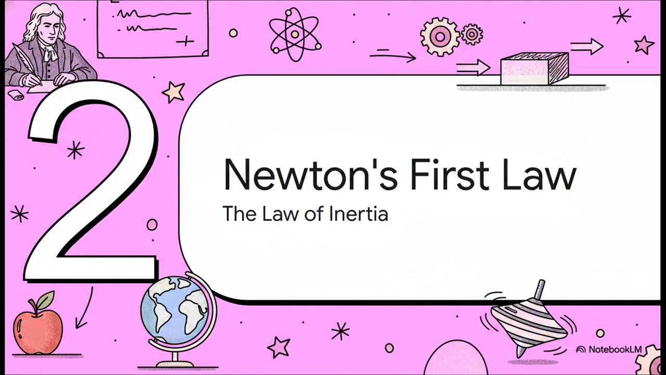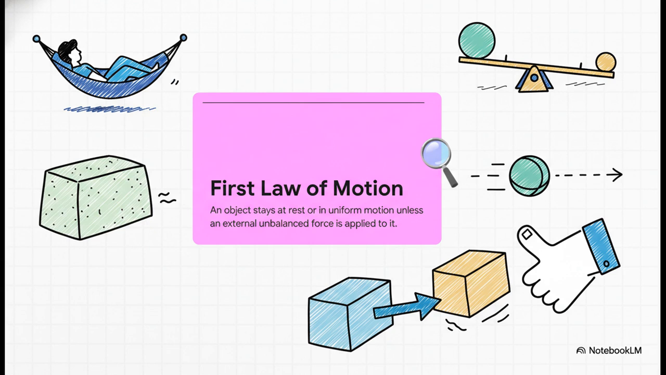This whole idea about changing an object's state of motion leads us directly to the brilliant work of Sir Isaac Newton and his very first law of motion. This is famously known as the law of inertia. Now, the law is stated very precisely. It says that an object at rest will stay at rest, and an object that is moving will keep on moving with the same speed and in the same direction. It will only change its state if some external, unbalanced force acts on it.